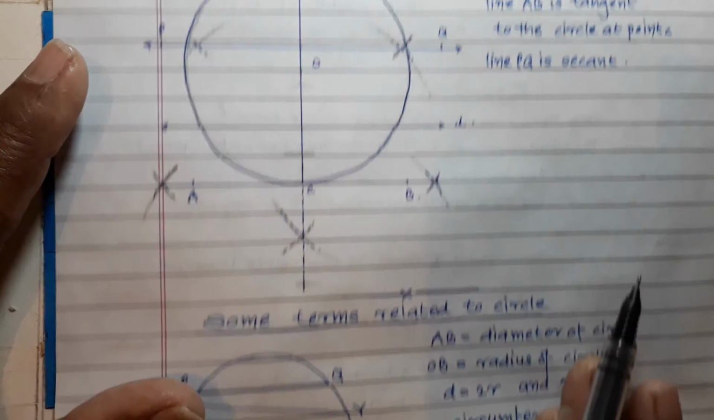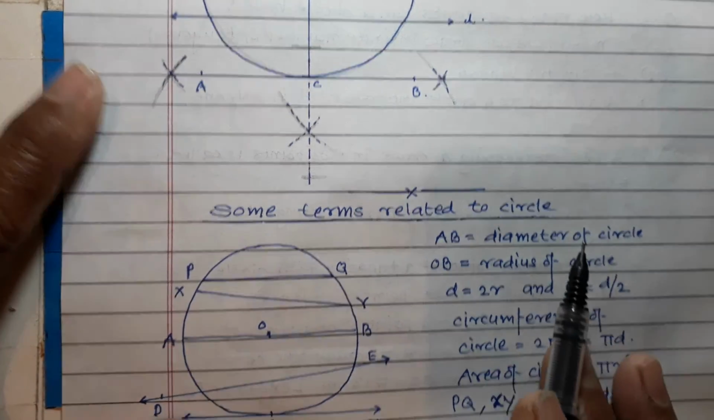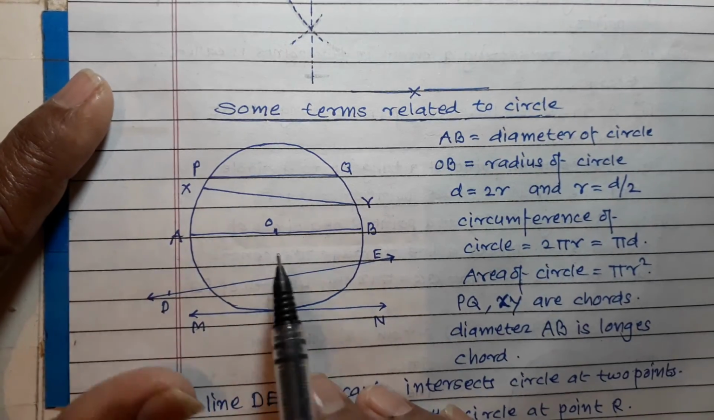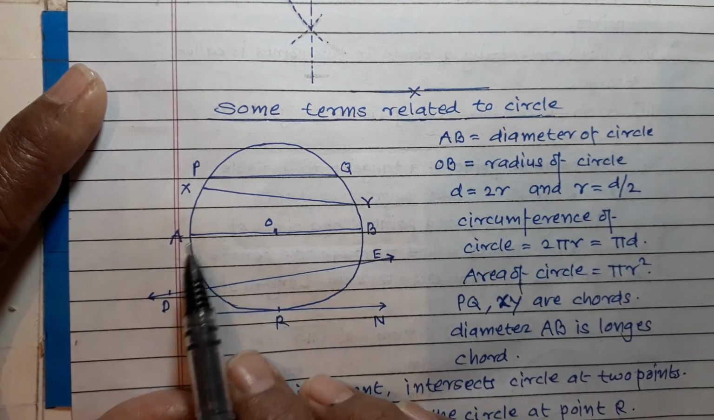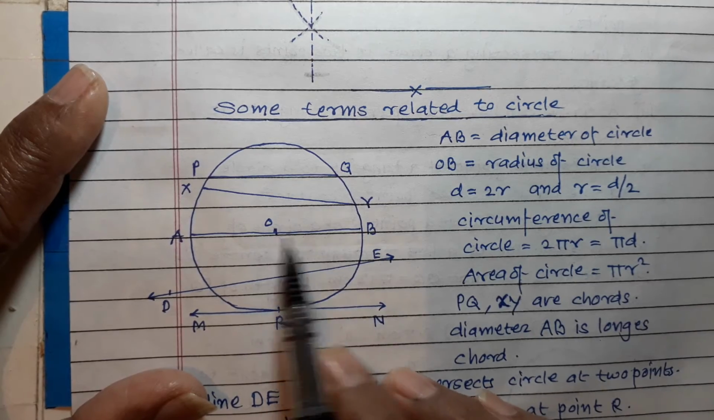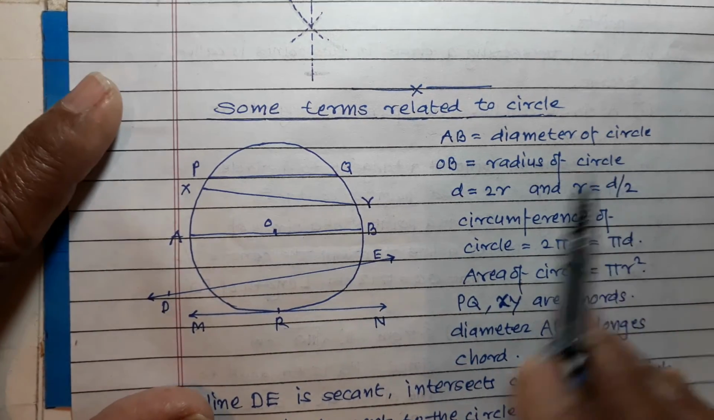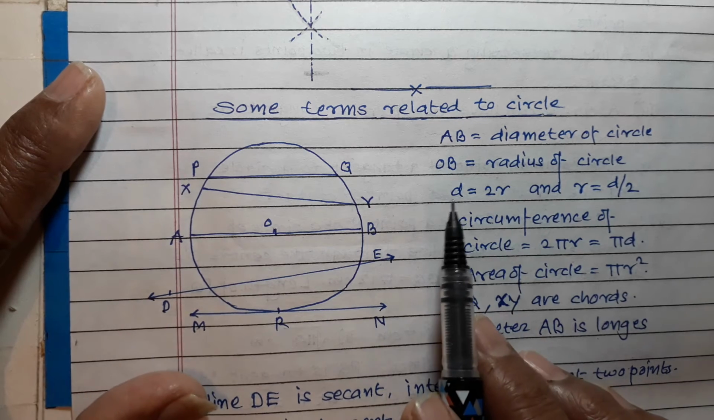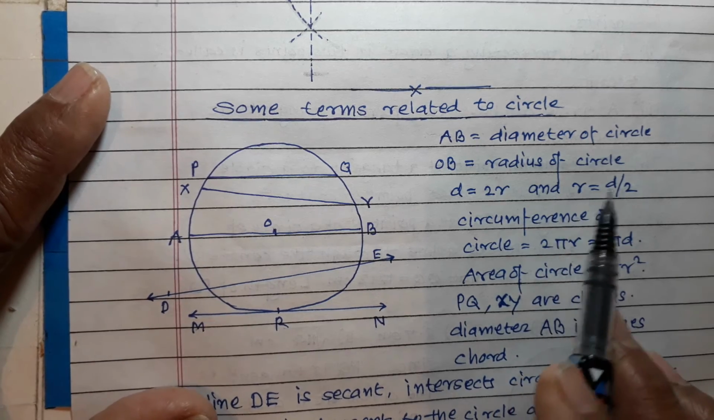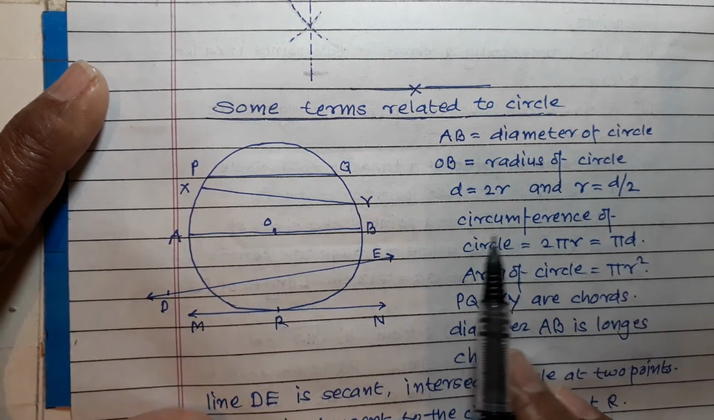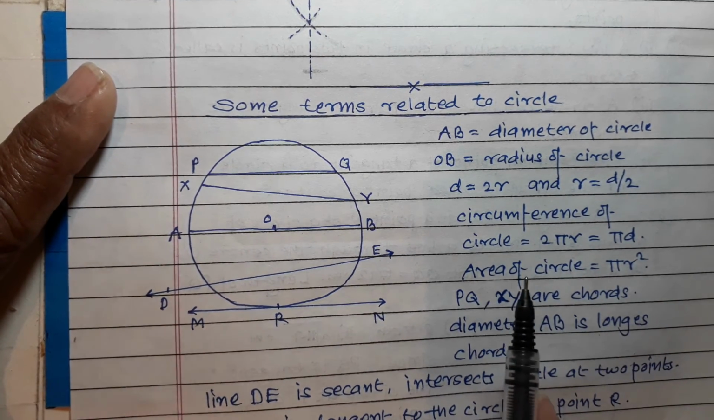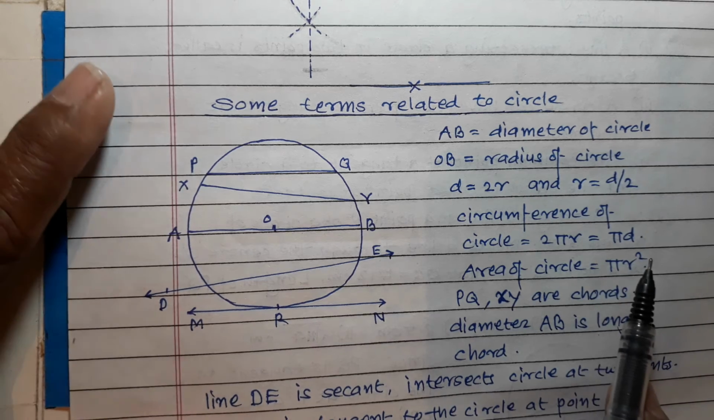Some terms related to a circle. Now this is a circle with center O. AB is the diameter of the circle. This part is the radius of the circle. D is equal to 2R, diameter is double of R, and R is equal to half of diameter. Circumference of a circle is equal to 2 pi R or pi D. Area of a circle is equal to pi R square.